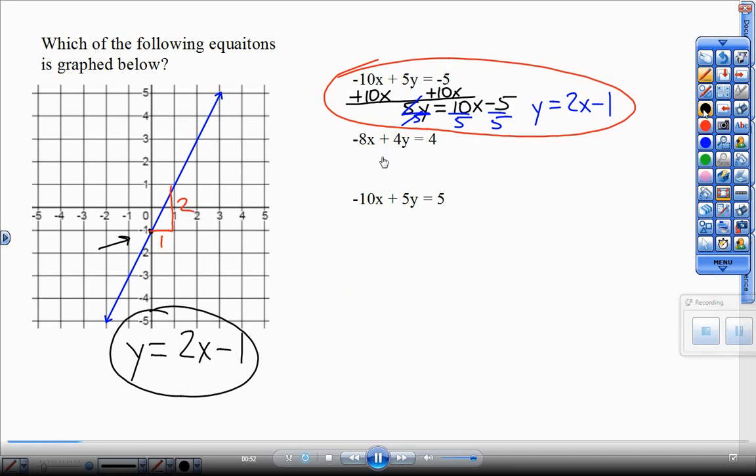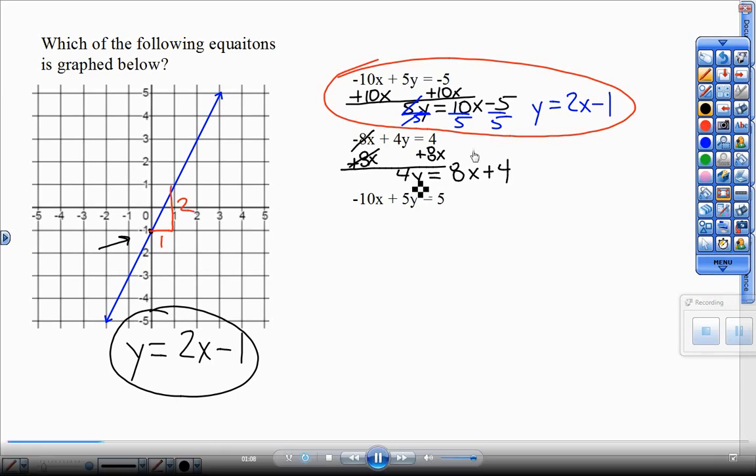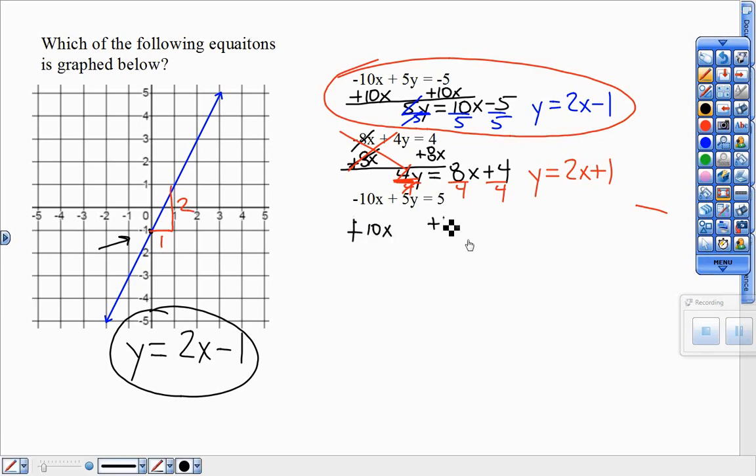I'm going to try my others just to see. So I'm going to add 8x over here, bring down the 4y, equals 8x plus 4. Divide both sides by 4, split and divide everything over there by 4, and that'll end up giving you 2x plus 1. Not good. Last one. Plus 10x gives me 5y equals 10x plus 5. And when I divide that by 5, it gives me that 2x plus 1, which again is not true. Close.